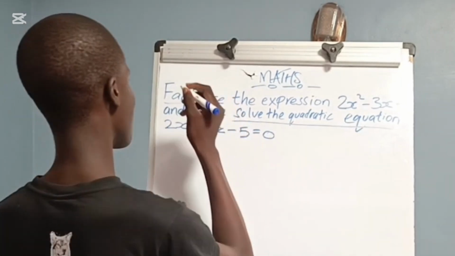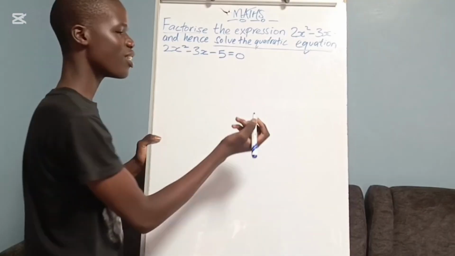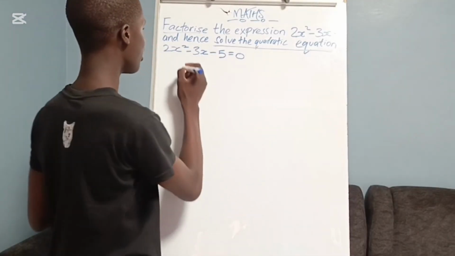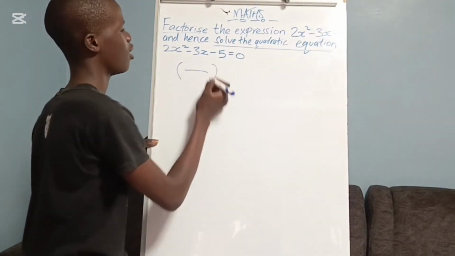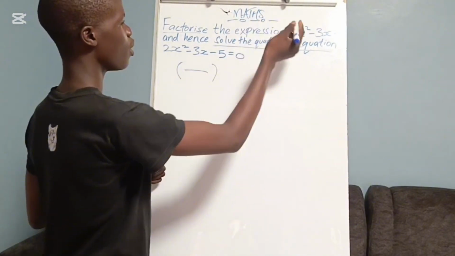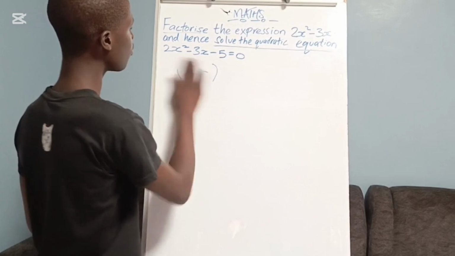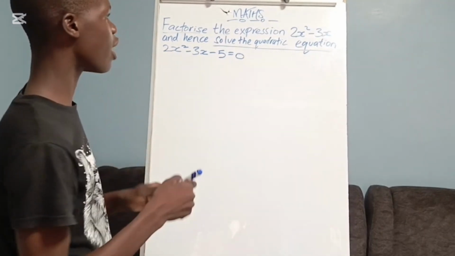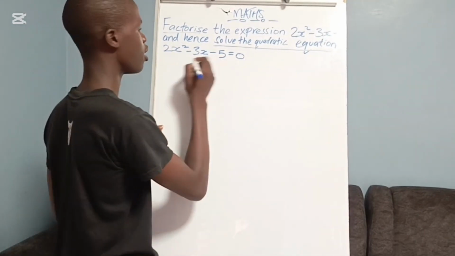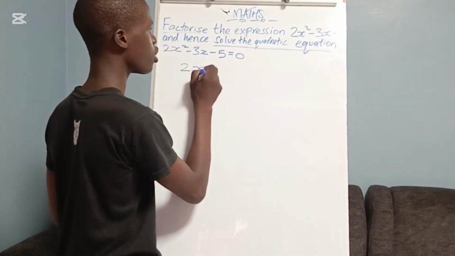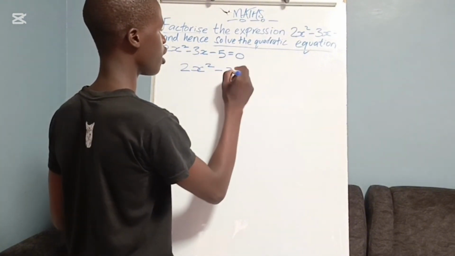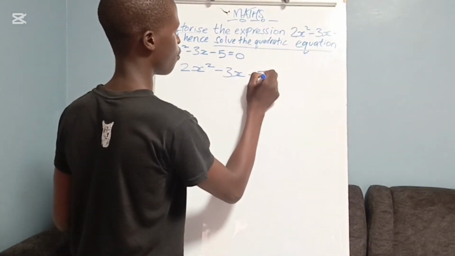So what does factorize mean? To factorize means to introduce a bracket into an expression. So how do we go about that? We start, the expression reads 2x squared minus 3x minus 5.